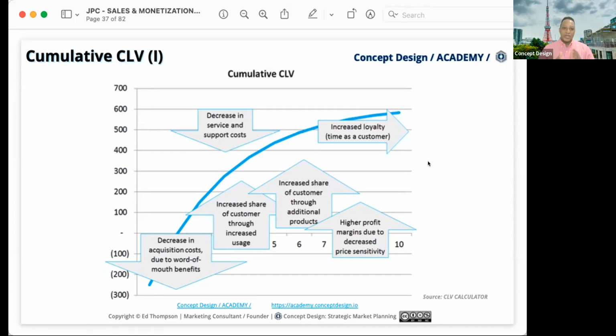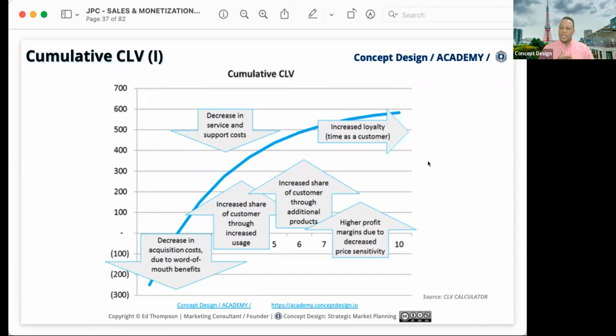And so the cumulative value, as I was giving with that example with Apple, it is usually easier to keep a client or a consumer than acquire a new one. It's easier and cheaper, so there's a decrease in acquisition costs. And you gain an increase in the share of customer through increased usage. There's a decrease in service and support costs because once people become familiar with your product, they no longer have to go to you except in exceptional circumstances. They can handle everything by themselves.